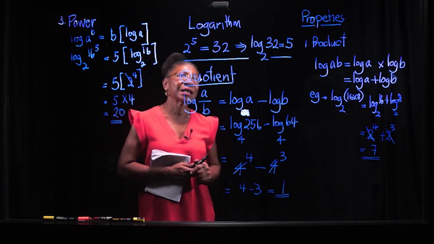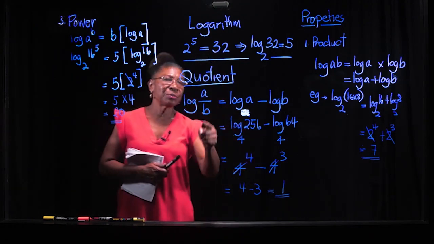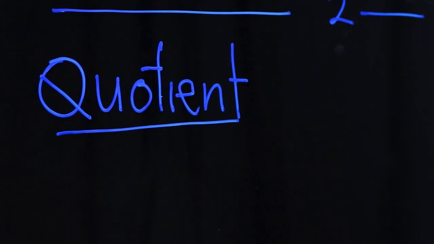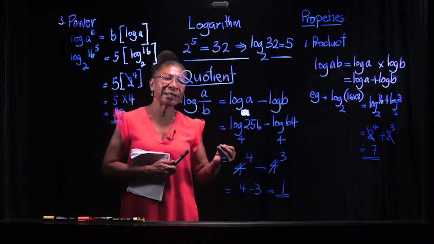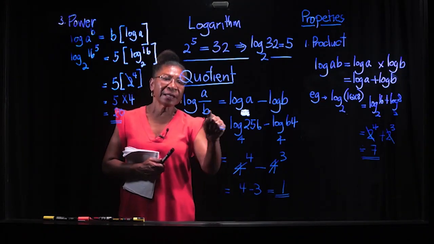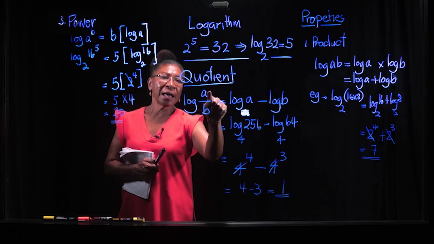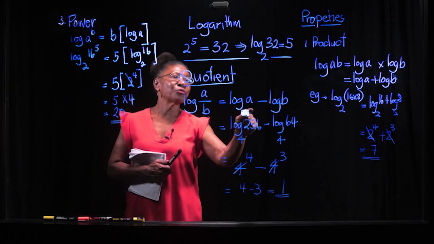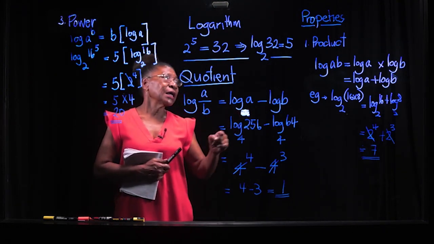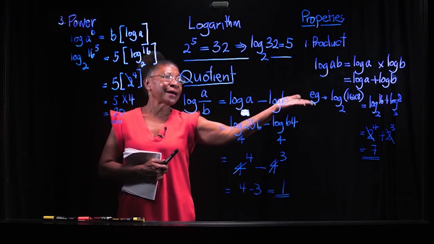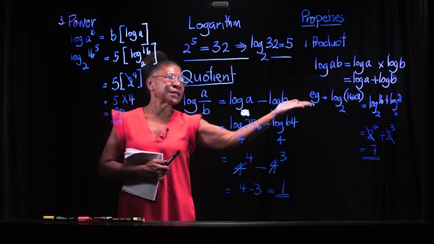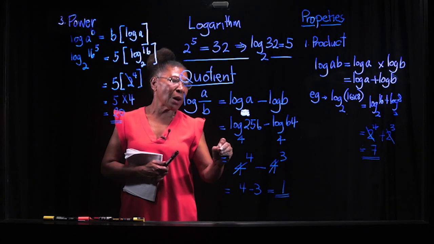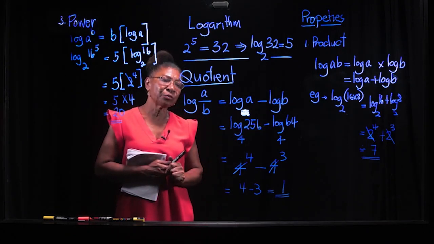We looked at the second property, the quotient property. Quotient is actually the result obtained when there is a division. In that case, you've got log A divided by B. It becomes log A subtracting log B. So you see, in the product, you add. It changes and becomes an addition. In the quotient, which is division, you now change to become a subtraction.